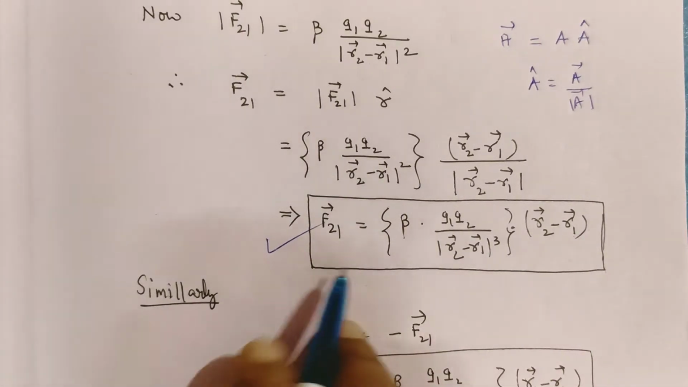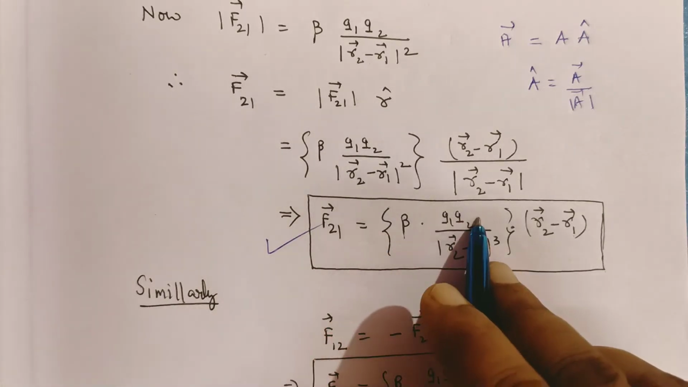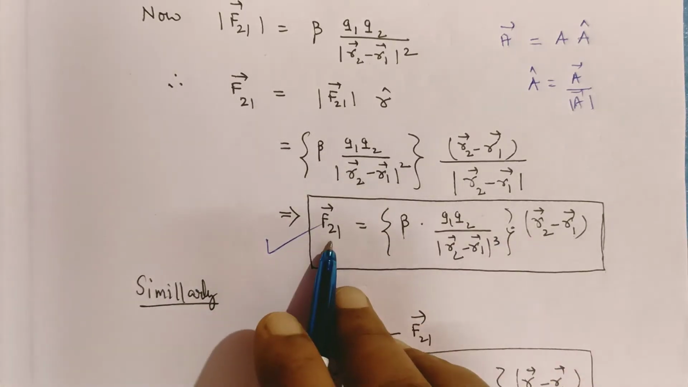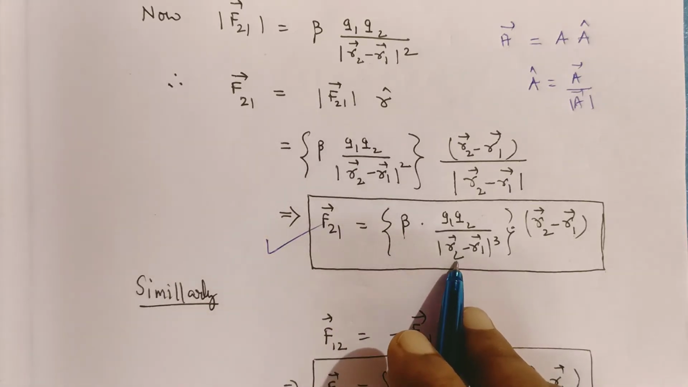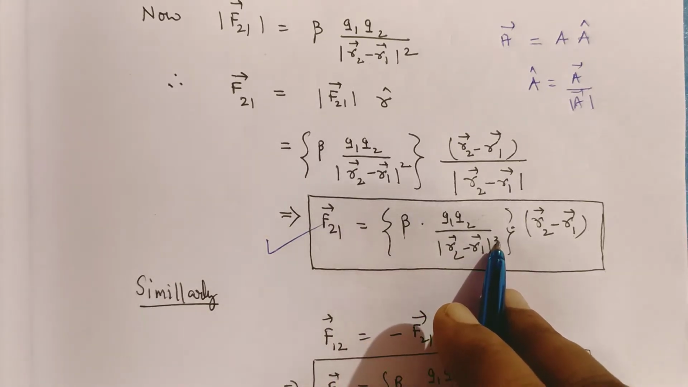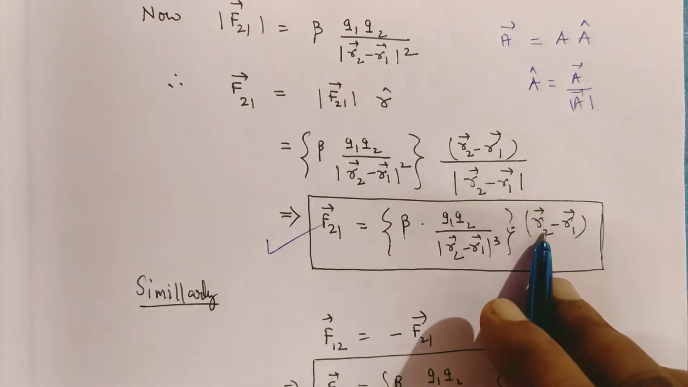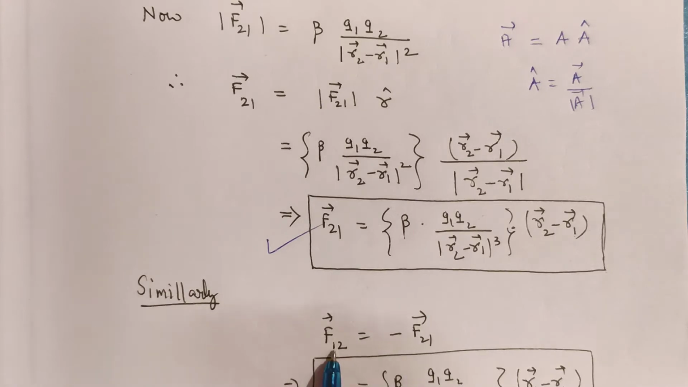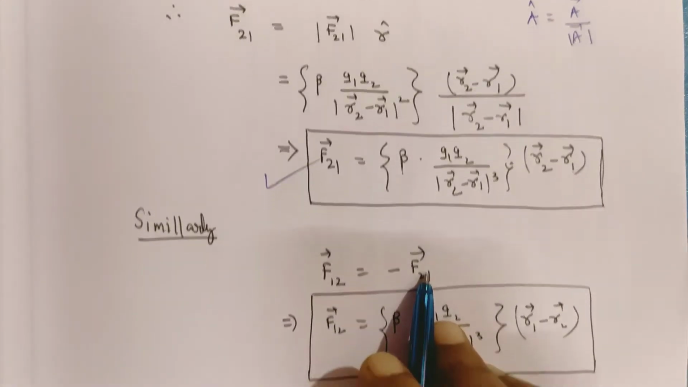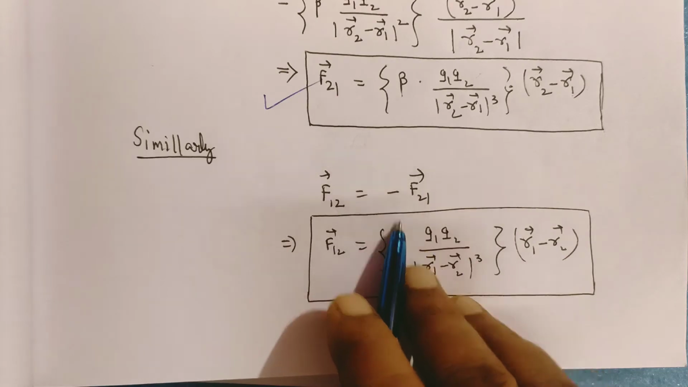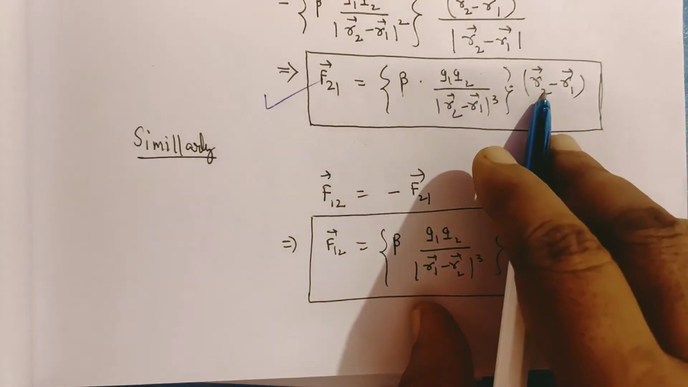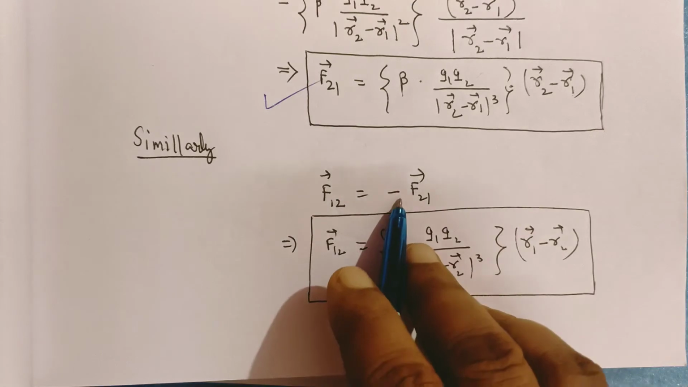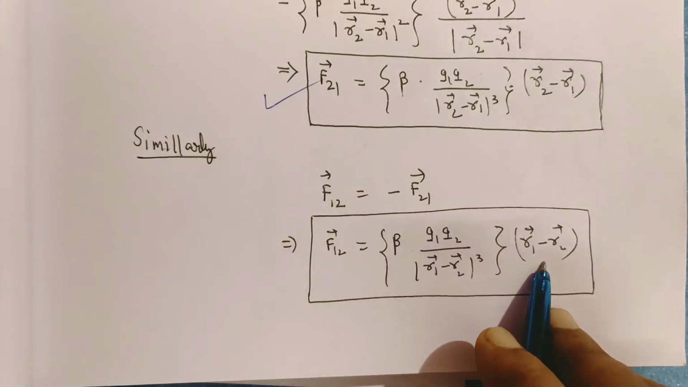How will you remember? Beta, the product of the two charges, divided by the mod cubed of R2 vector minus R1 vector, then multiplied by the vector R2 vector minus R1 vector. Similarly, if you calculate F12 vector, you know that F12 vector magnitude is the same as F21 vector, but the direction is opposite. So I have taken a minus sign here. So in the above case, you reverse the sign of R2 vector minus R1 vector, and the formula will be like this.